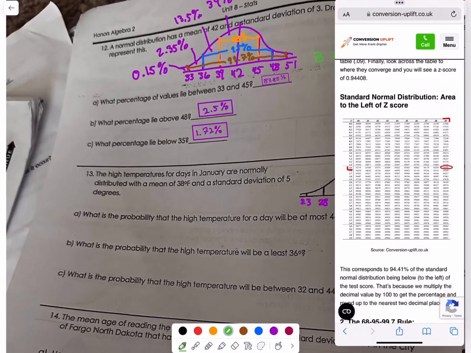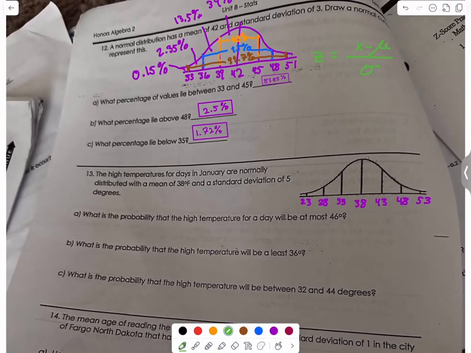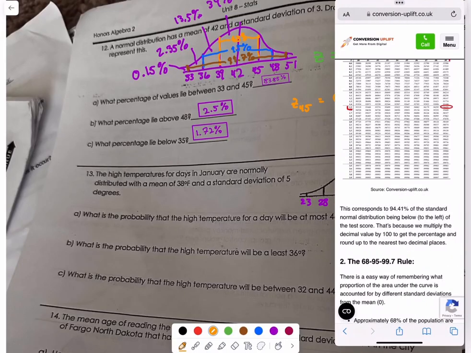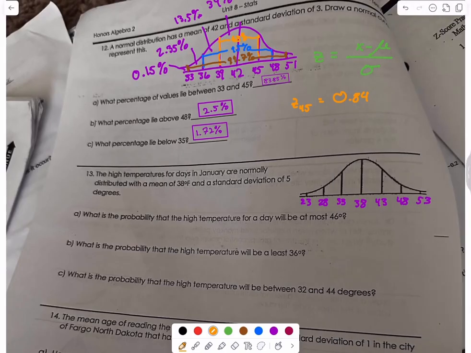I know it's small, you won't be able to see it, so I'll read it off. A z-score of 1 has a value of 0.84134, right? I'll just put it here. Again, the z-score associated with 45 got a result of 0.84134. So what it's saying is that 84.134% of the data is to the left of 45, right?